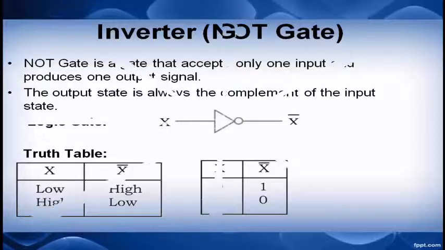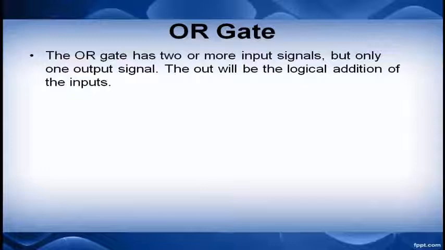Now I am going to explain the second logic gate, that is the OR gate. The OR gate has two or more input signals but only one output signal. This gate gives the logic addition of the inputs. If any one of the input signals or both is 1 or high, the output signal is 1 or high. The output will be low if all the inputs are low. By seeing this, we can define the OR gate.